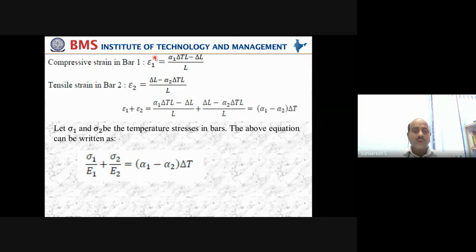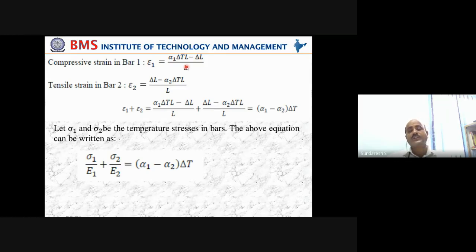This is bar 1. Epsilon 1 is the strain induced in bar 1. Since the stress induced in bar 1 is compressive, the strain is also compressive. So the compressive strain in bar 1, epsilon 1, is equal to alpha 1 into delta T into L minus delta L, divided by L. What is this? It is the amount of contraction that bar 1 will undergo.